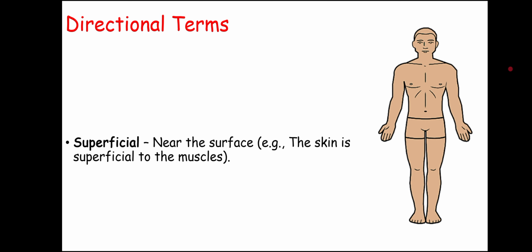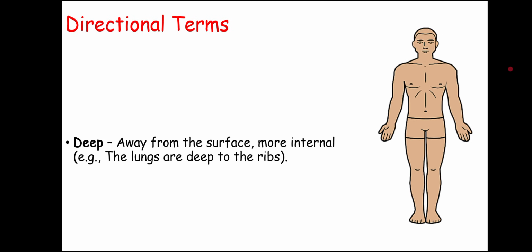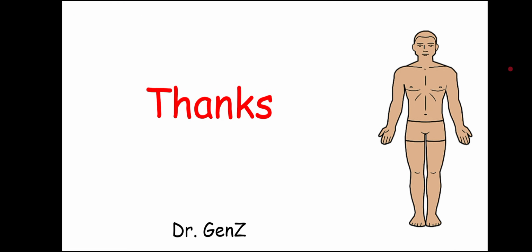The next directional term is superficial, that means near the surface. As you can say, skin is superficial to the muscle as it is near to the surface. The next directional term is deep, that means away from the surface or more internal, as lungs are deep to the ribs or more internal to the ribs.